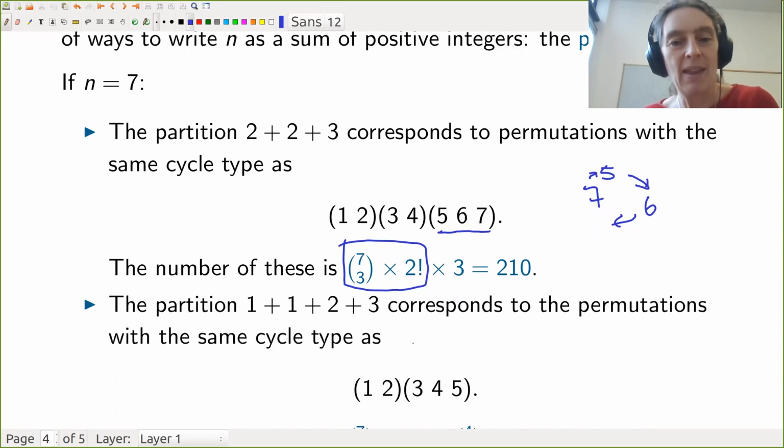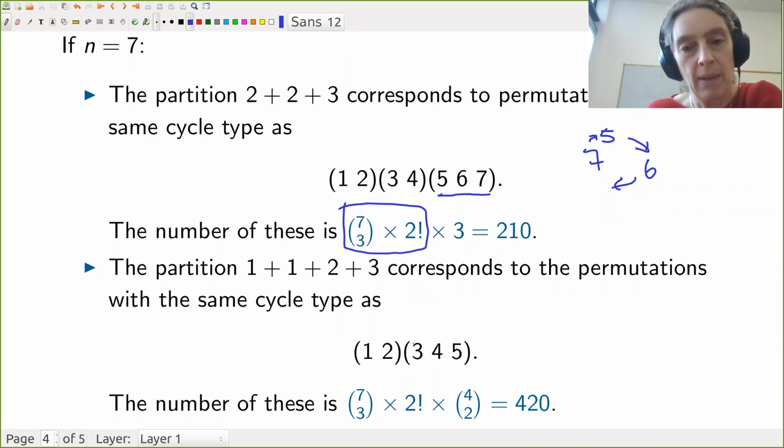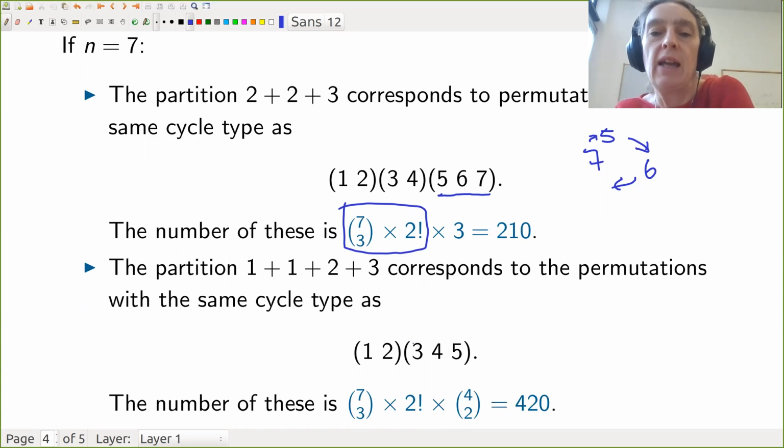Okay. If you take another partition, and of course you can do this for all of them until you get tired of it, take for example 1 plus 1 plus 2 plus 3. That corresponds to permutations that have a 2 cycle and a 3 cycle, and 2 fixed points that are disjoint from those. So for example, (1 2) is a 2 cycle, (3 4 5) is a 3 cycle, and it fixes the elements 6 and 7.